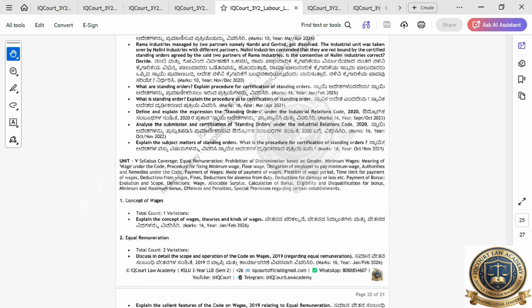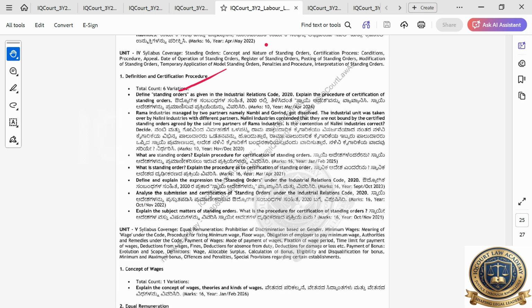Standing order under Industrial Code 2020, you have to write this question. Define standing orders as given in the Industrial Code 2020. Explain the procedure of certification of standing order. Problem also they may ask.